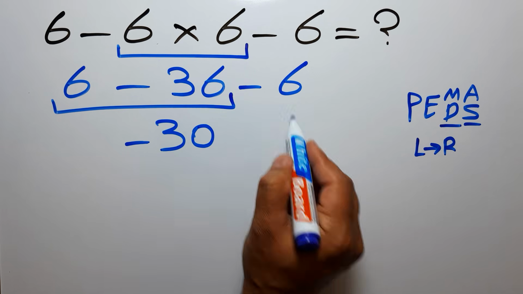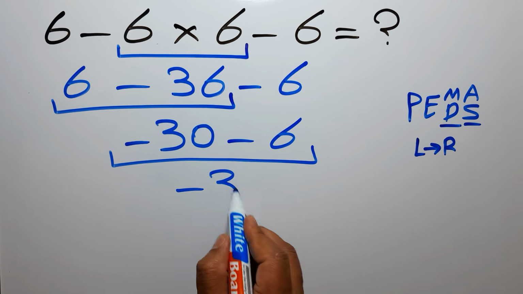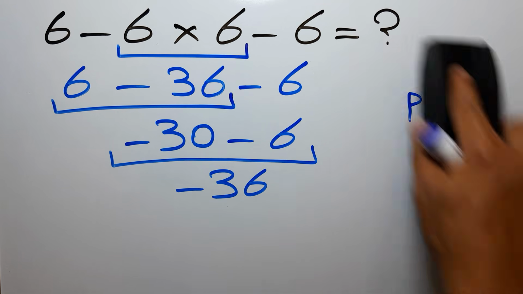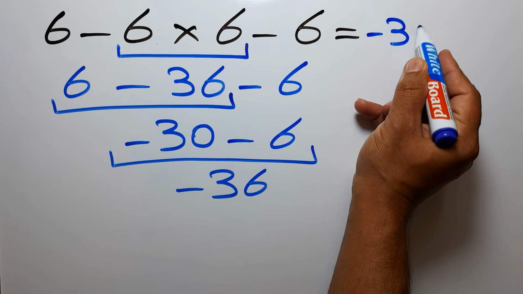So negative 30 minus 6, which equals negative 36. And this is our final answer to this problem. The correct answer is negative 36.